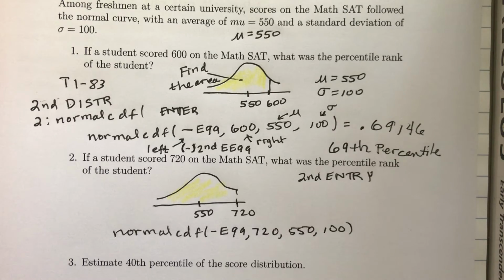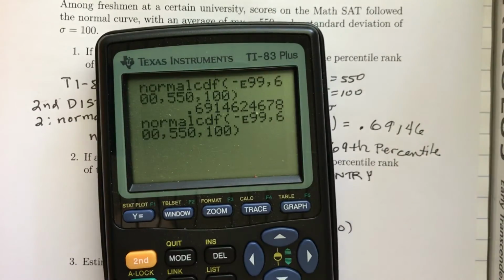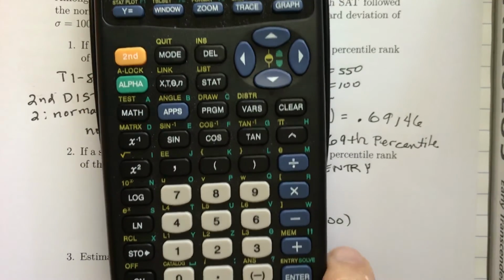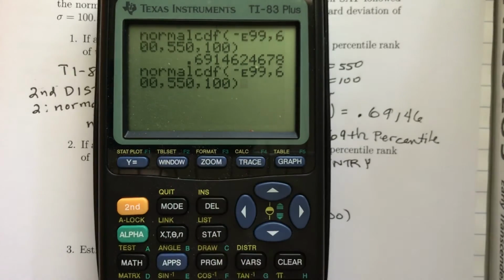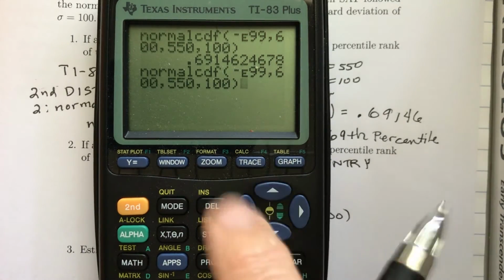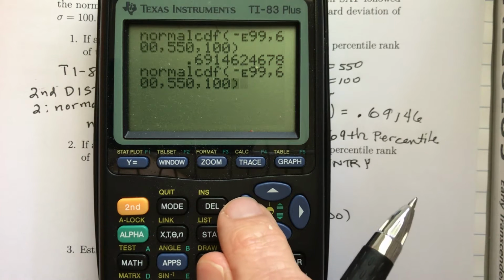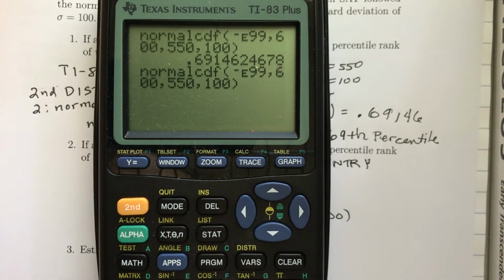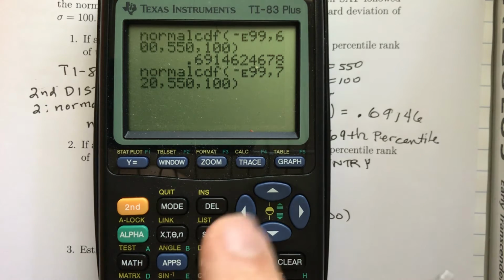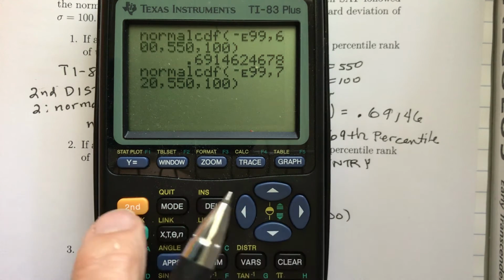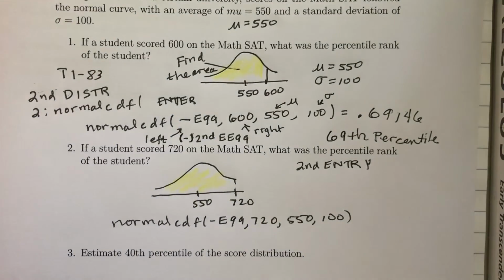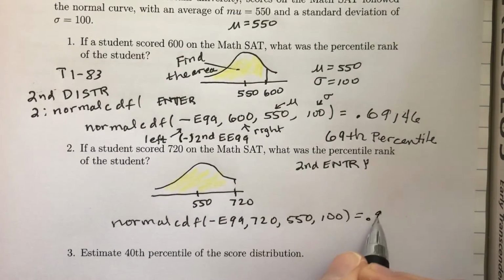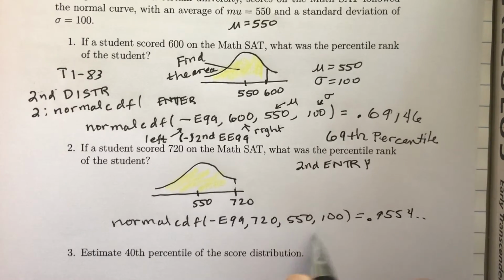So what does second entry do? Second is here, and then entry is right above enter. If you do that, it brings up what you had before, the last entry. If you want two entries ago, you do second entry again. Then you toggle over and edit right on top of what you had before. There's also delete and insert. If you do that, that gives us 0.9554, and I'm going to round that off to the 96th percentile.